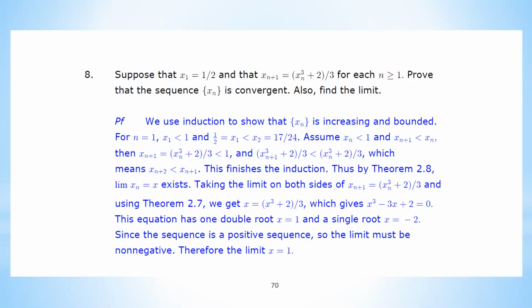So the limit has to be either 1 or minus 2. Obviously it has to be 1 because the sequence is a positive sequence, and a positive sequence cannot reach a negative limit. Therefore the limit has to be non-negative at least, so the limit equals 1. That's the solution.